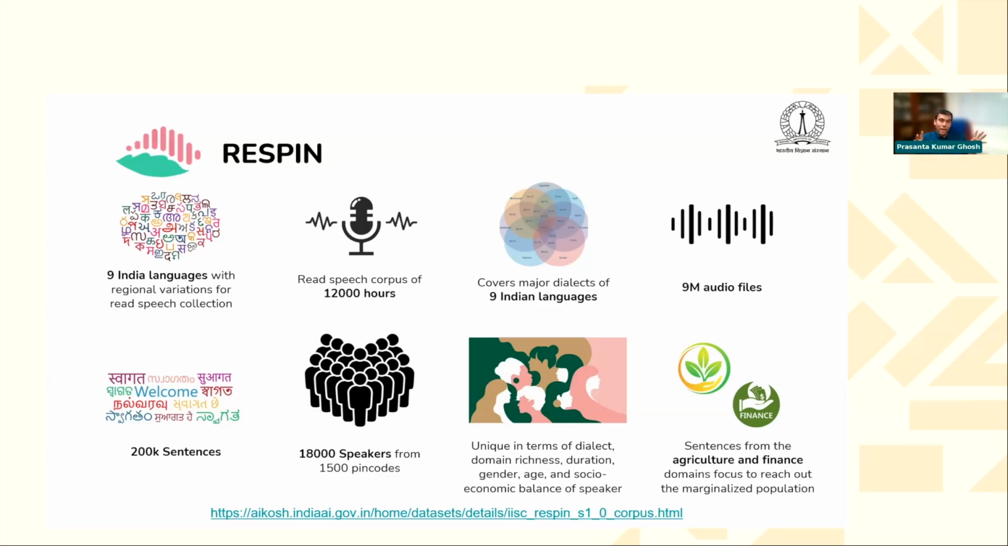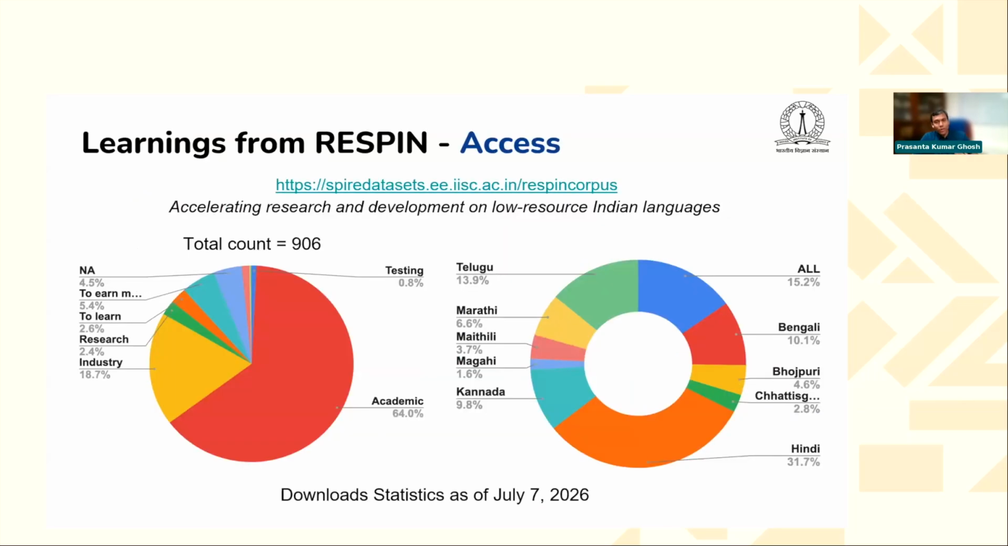And the idea was to create these sentences so that they are rich in agricultural content. And this data is now open sourced, available in AIKosh as well. While we make this data open source, as you can see from the stats, I don't want to really talk about that, but there are two main learnings we had while open sourcing the data.